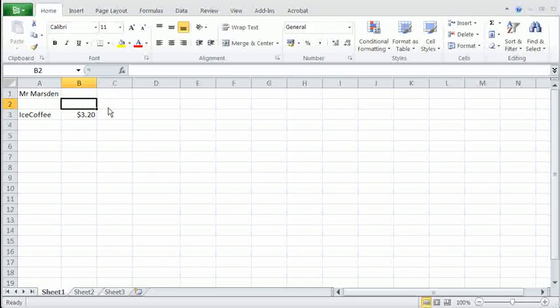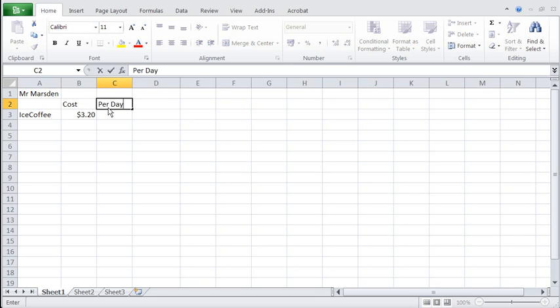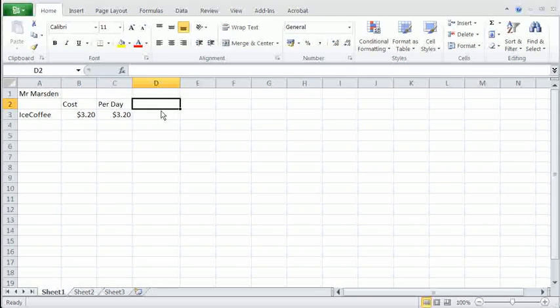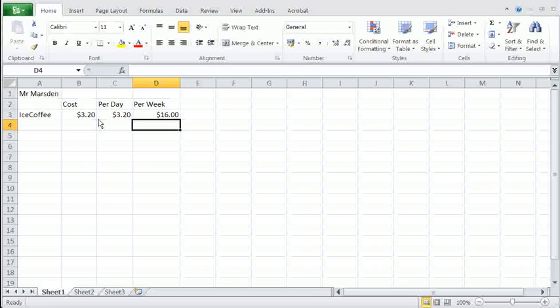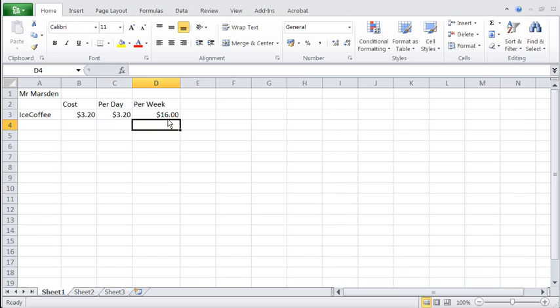Now, this is my cost. If I have per day, so I can actually go equal to $3.20. If I have one for every day for a week, so I'll put per week, that'll be equal to the cost per day times 5. So in a week at $3.20, you could actually spend $16 on iced coffee.